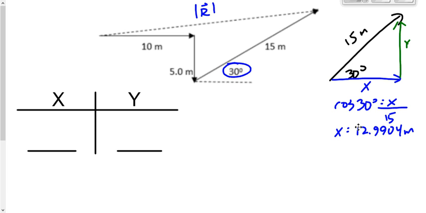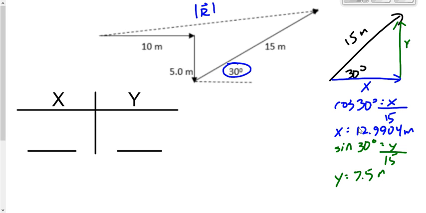And now we can find the y component by saying sine. It's the adjacent side, sorry, the opposite side. Sine 30 is equal to opposite over 15, or y is equal to 7.5. This is what we did a couple days ago, right? Found the x and y components.